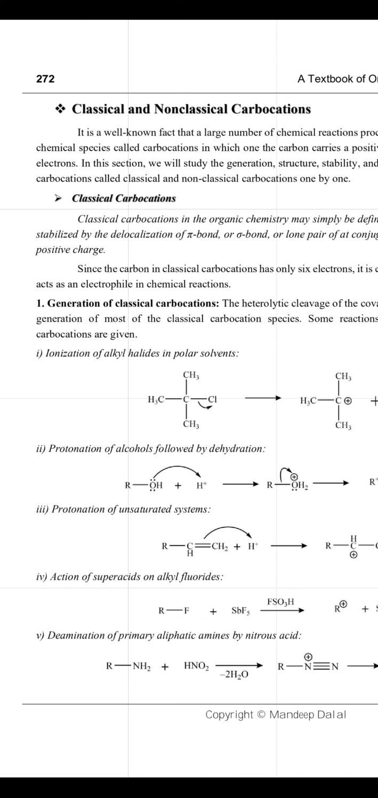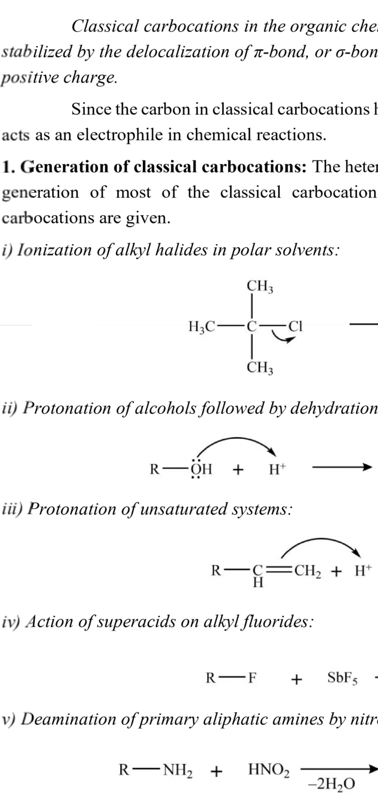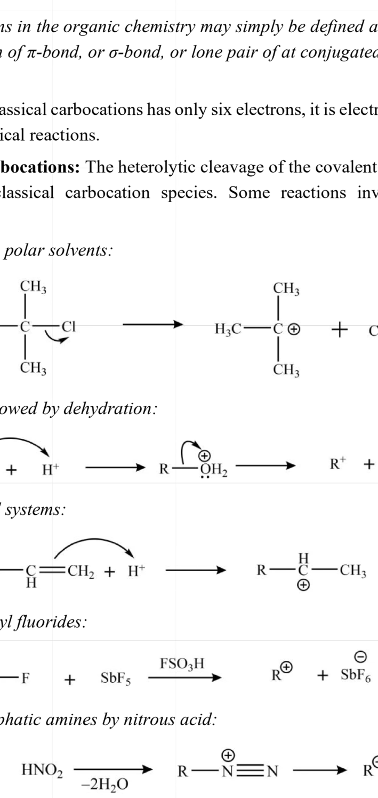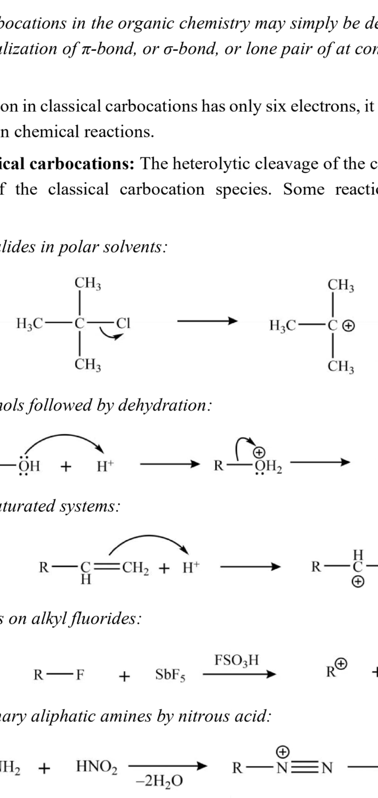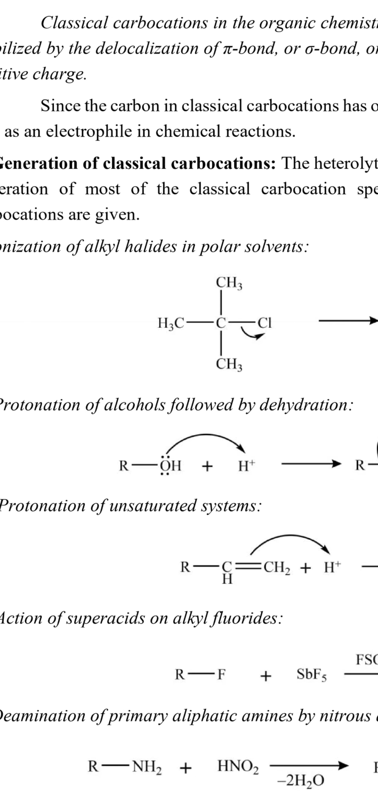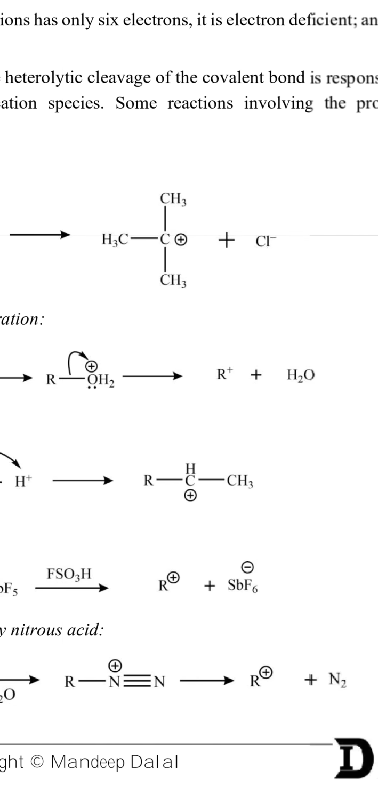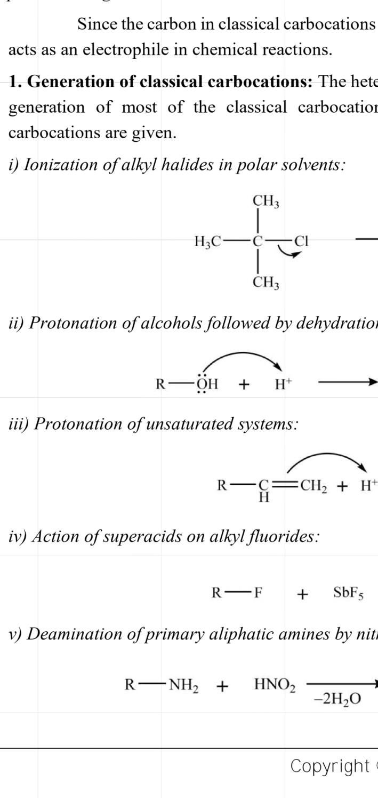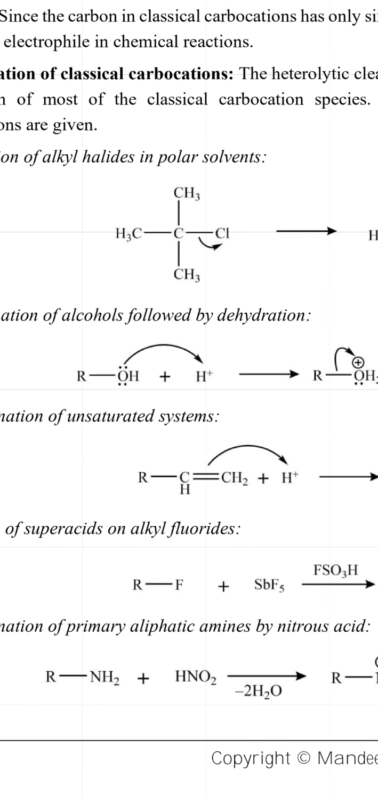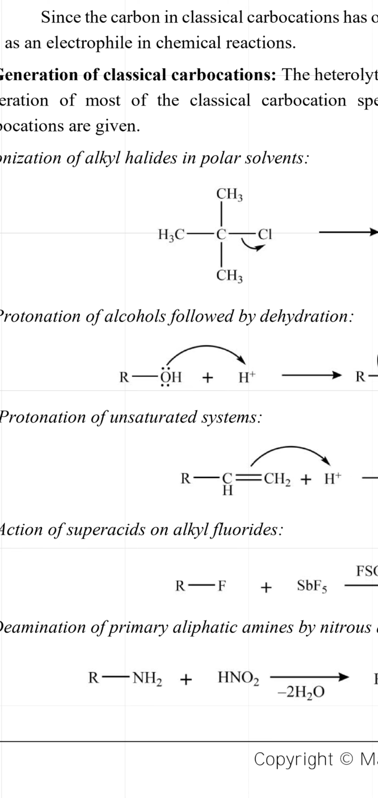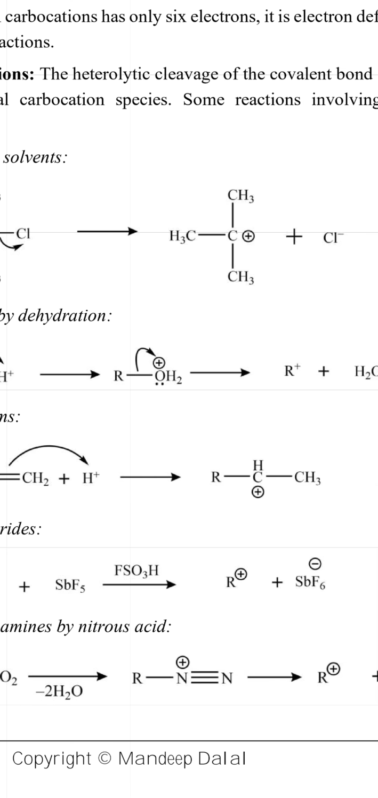So you can see the generation of classical carbocation. You have the alkyl halide, so ionization of alkyl halide in polar solvent, you can see the formation of carbocation. Then protonation of alcohol followed by dehydration, you can see the formation of carbocation. Then protonation of an unsaturated system, then you can see the formation of carbocation. Then action of superacid SbF5 on alkyl fluoride, formation of carbocation. Deamination of primary aliphatic amines by nitrous acid, deamination. So you can see the formation of carbocation.